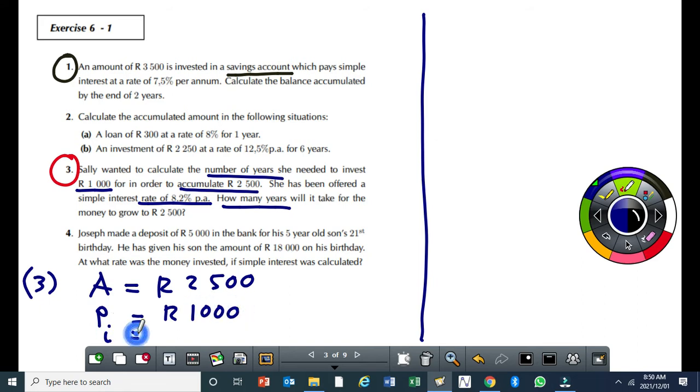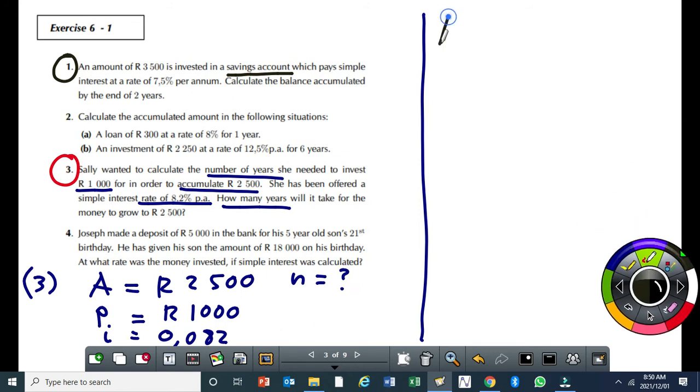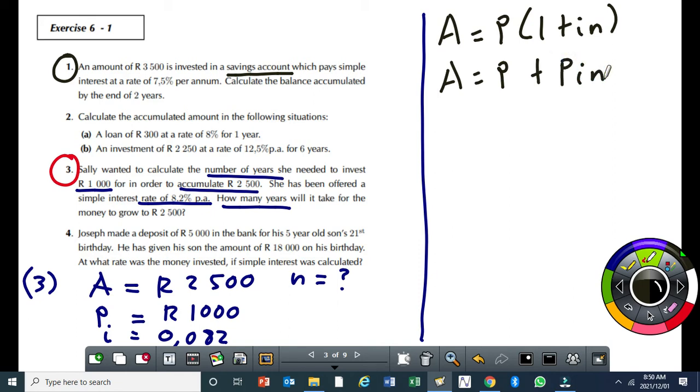Well, our interest, as a percentage, is 0.082. Our n, we don't know. That's the one we need to calculate. So we want to calculate n. For you to be able to calculate n, you probably have to make n the subject in the formula. So, right now, the formula first: A equals P times (1 plus i times n), which I can write as A equals P plus P i n. Can you allow me to make n the subject, then I can substitute after that?